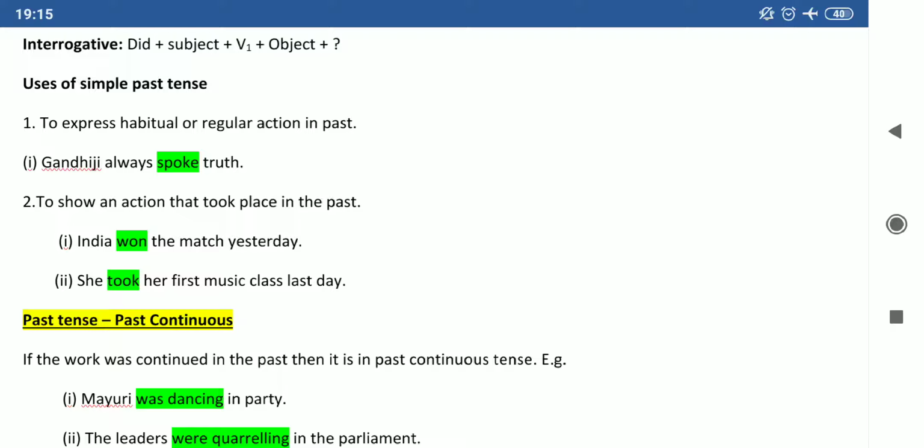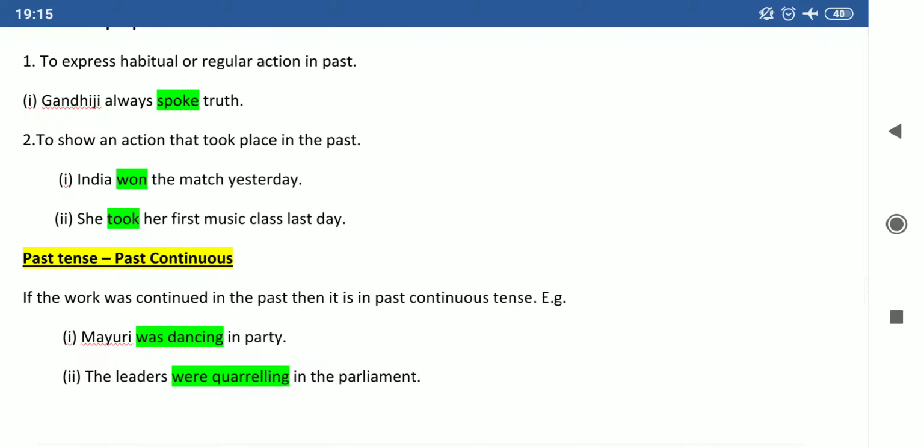Simple past tense is used to express habitual or regular action in past. Suppose some work, some action was done regularly in the past. That will be denoted or that will be expressed through second form of verb. As you can see in the example, Gandhiji always spoke truth. You are talking about past, simple past tense, and you are talking about a habit of Gandhiji.